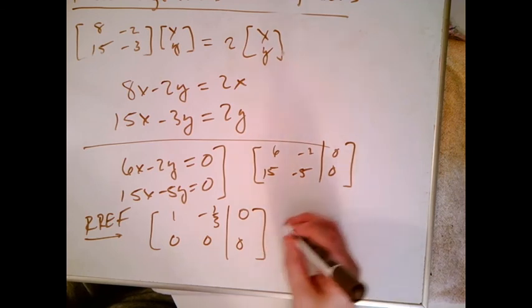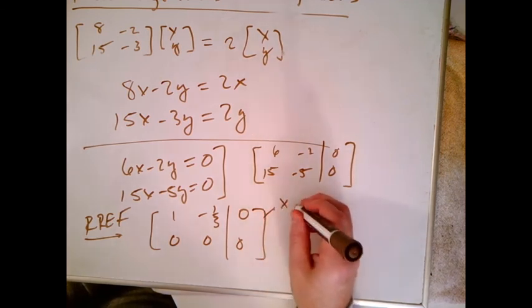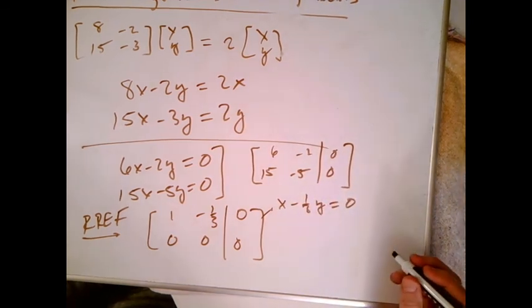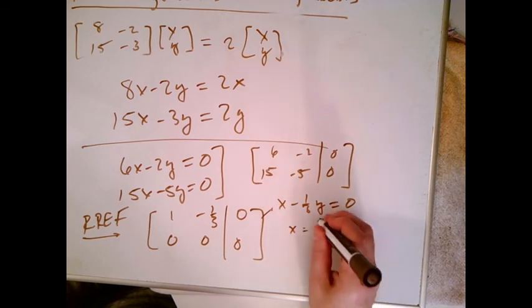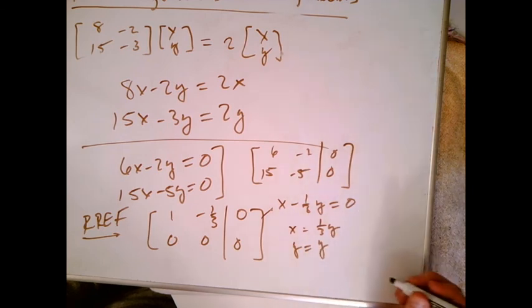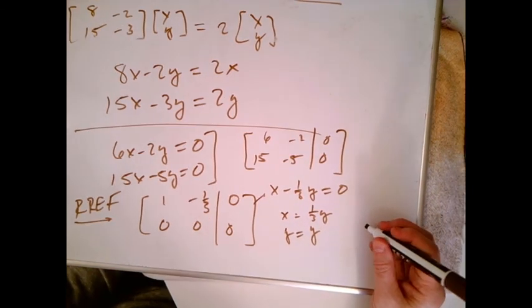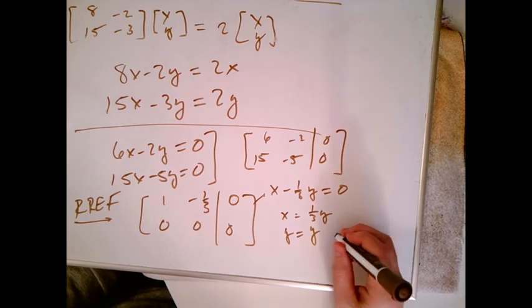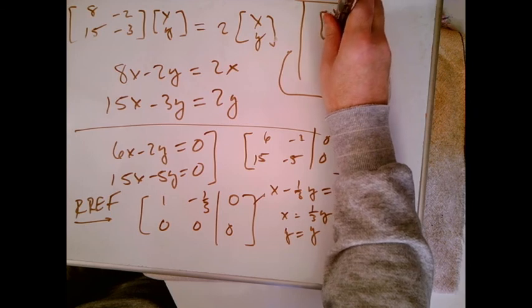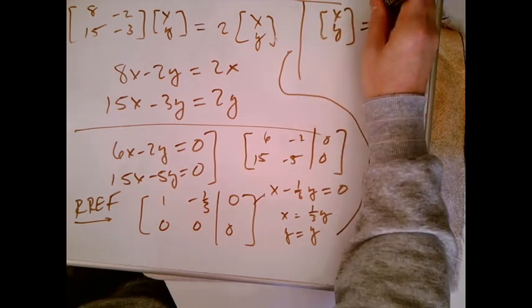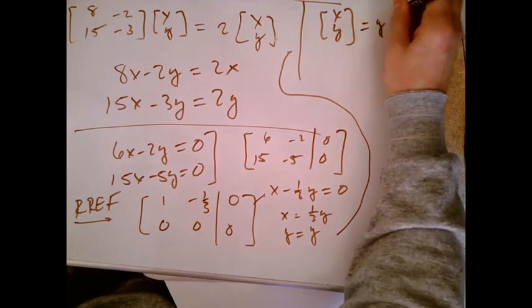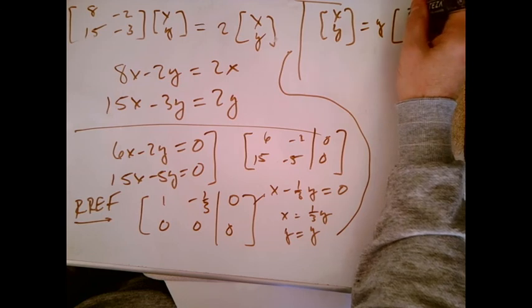Remember how this works. We put the variables back in. So I'm going to write x minus 1/3 y equals 0. We solve for the leading variables. So I'm going to get x equals 1/3 y, and now y can be anything. And remember, we're looking for the vector xy. Let me put the conclusion up here. The vector xy we're looking for would be equal to y, and remember y can be anything here, times the vector 1/3, 1.